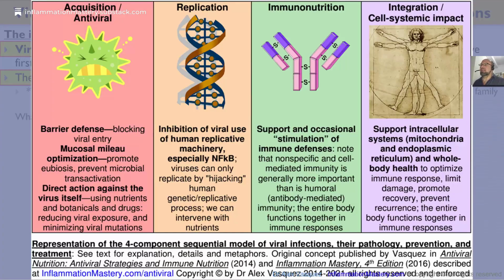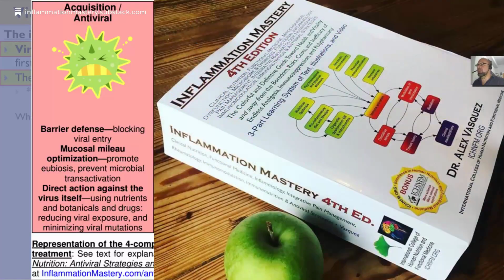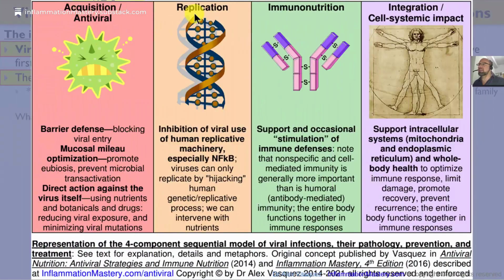So as I said in my antiviral nutrition book in 2014, and that information was later published in some other books, especially Inflammation Mastery, 4th edition, I talked about looking at viral infections in 4 steps or 4 parts, starting off with acquisition, then replication, then immunonutrition, and then integration, which is the cellular and systemic impact of that particular infection.